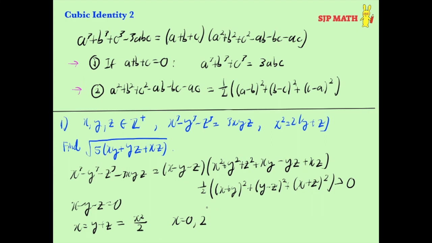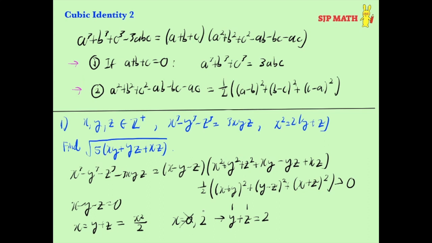But x is a positive integer, so x cannot be 0. So we get that x is equal to 2. Then if we plug it in here, we get that 2 squared, which is 4, is equal to 2 times (y plus z), which means that y plus z is equal to 2. And since y and z are positive integers, the only possible values that y and z can be are 1 and 1.